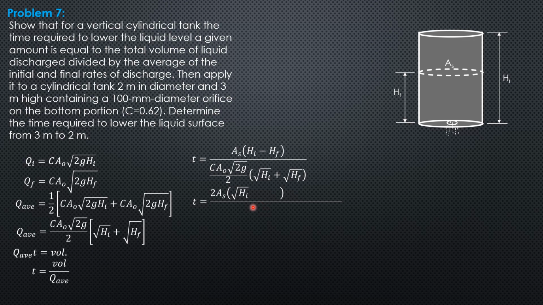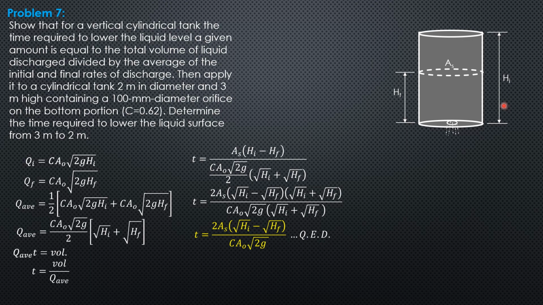So 2 area S times the quantity square root of HI minus square root of HF times the quantity square root of HI plus square root of HF, then divided by C area O square root of 2G times the quantity square root of HI plus square root of HF. Then we can cancel this square root of HI plus square root of HF, and the result will be the direct formula for the time to lower the surface from HI to HF. So remember, this is the direct formula for computing the time to lower the liquid surface from HI to HF.